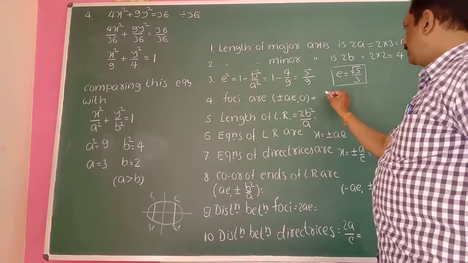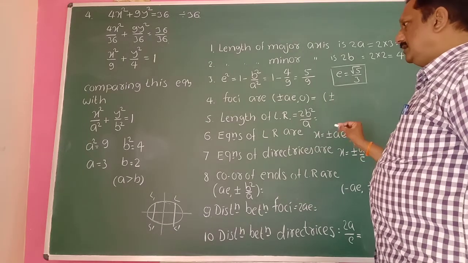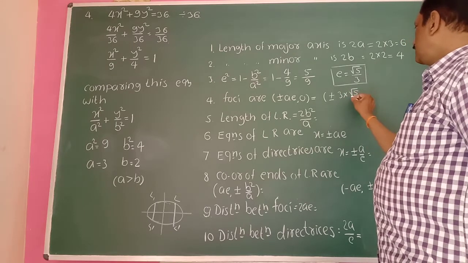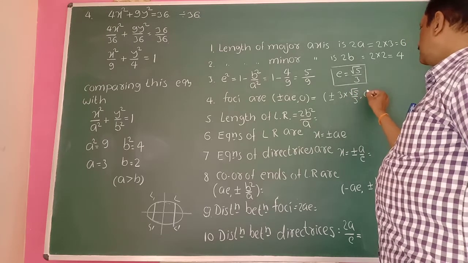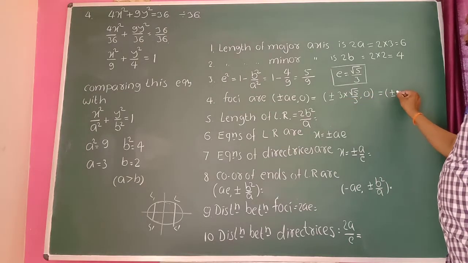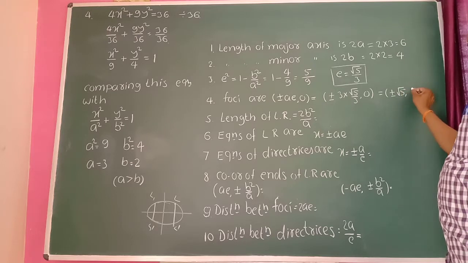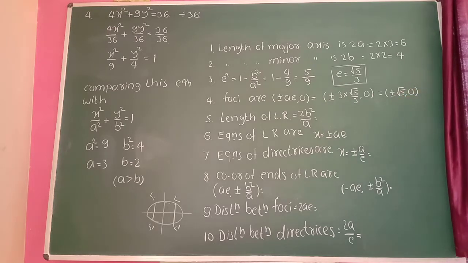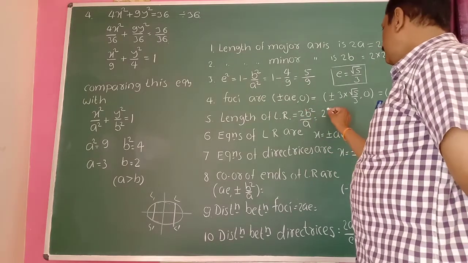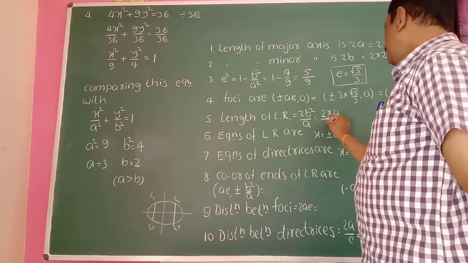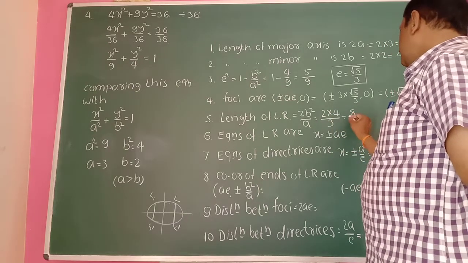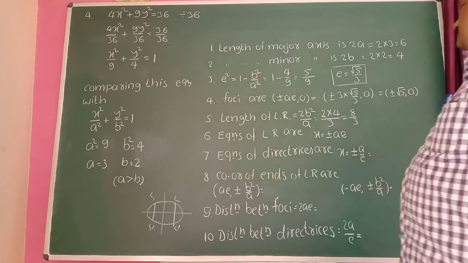Then the foci are plus or minus a value 3 into e value root 5 divided by 3, comma 0. 3 cancels. Therefore, plus or minus root of 5, comma 0. And the length of the latus rectum is 2b square by a. So b square value 4 divided by a value 3. Therefore 4 twos are 8, so 8 divided by 3.